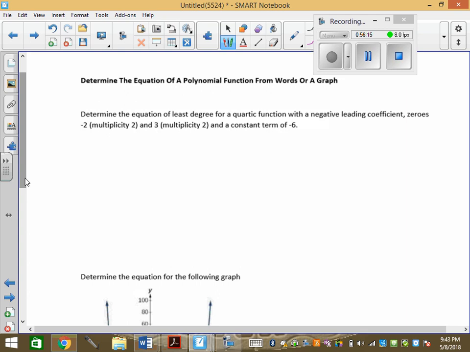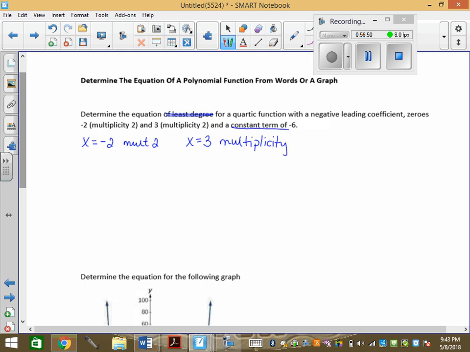So this one says determine the equation of least degree for a quartic function. Funny that I put for quartic function. I don't know why I have that if it says least degree and quartic. It should be determine the equation for a quartic function with a negative leading coefficient. So my a value is going to be negative. Zeros, so x equals negative 2 multiplicity 2. Means my factor is going to be squared. And x equals 3 multiplicity 2.